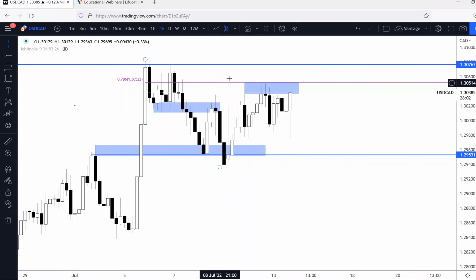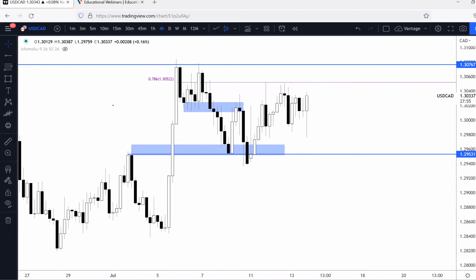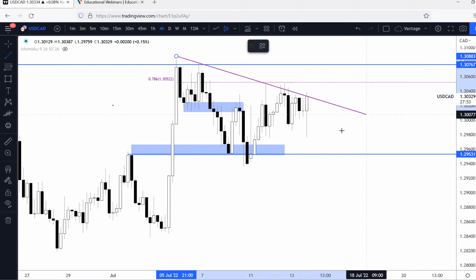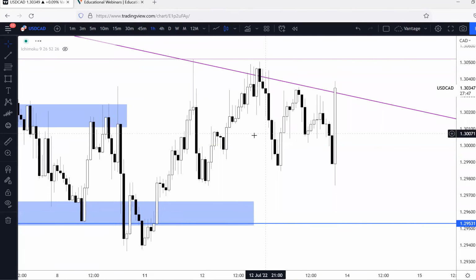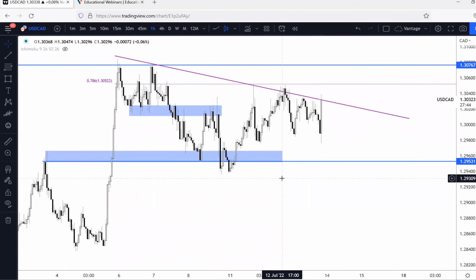You can see in line with this, price came in and tapped into the 78.6 retracement, and at the same time we are also seeing a descending trend line being formed here. So that's my view: dollar CAD is still bearish, but right now we probably want to wait for the data to be released first.